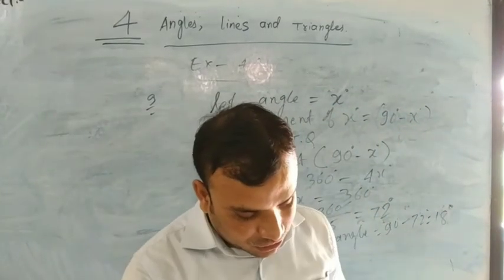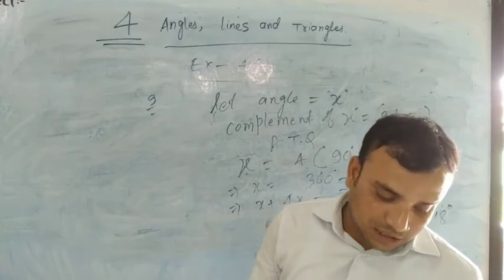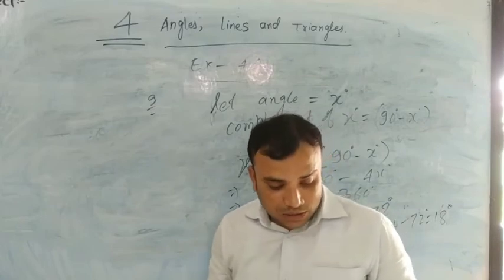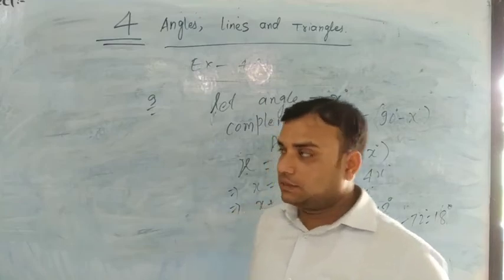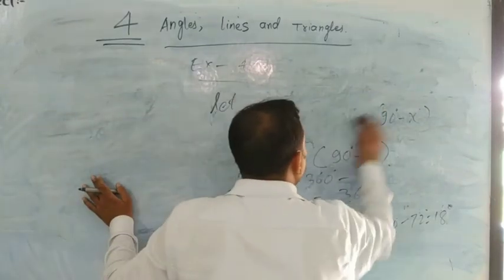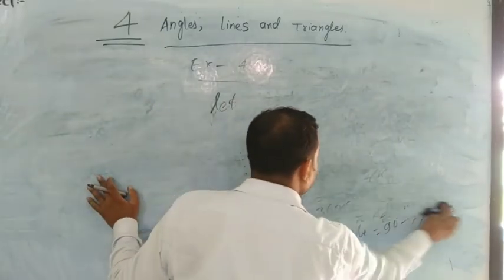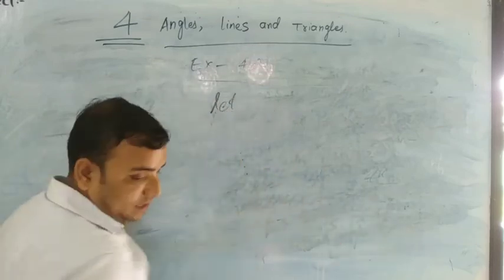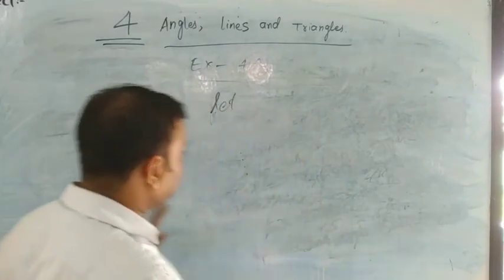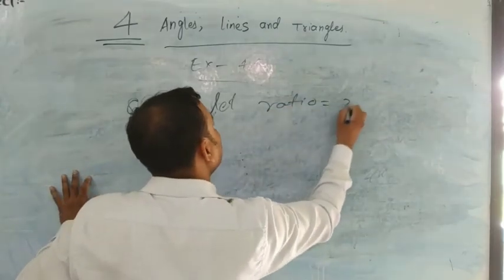Next question is question number 14. Two complementary angles are in the ratio 4:5. Find the angles. Dear student, for this type of question you must take the ratio equal to x. Then solve. Again, the question says two complementary angles are in the ratio 4:5. Question number 14. Let the ratio be x.